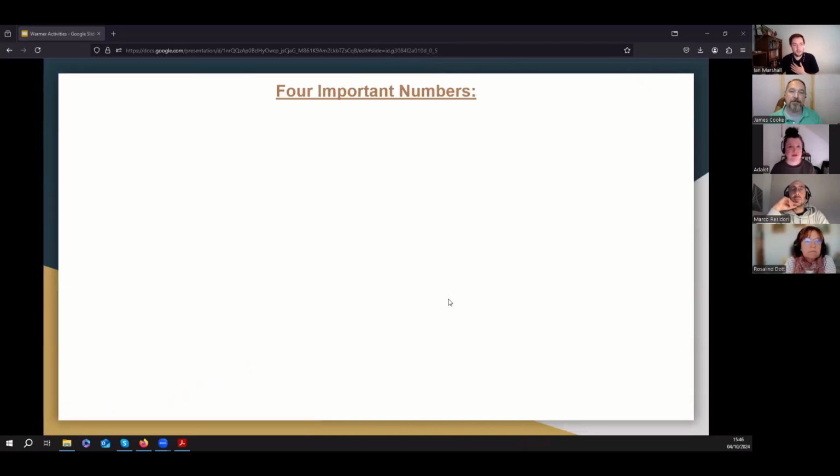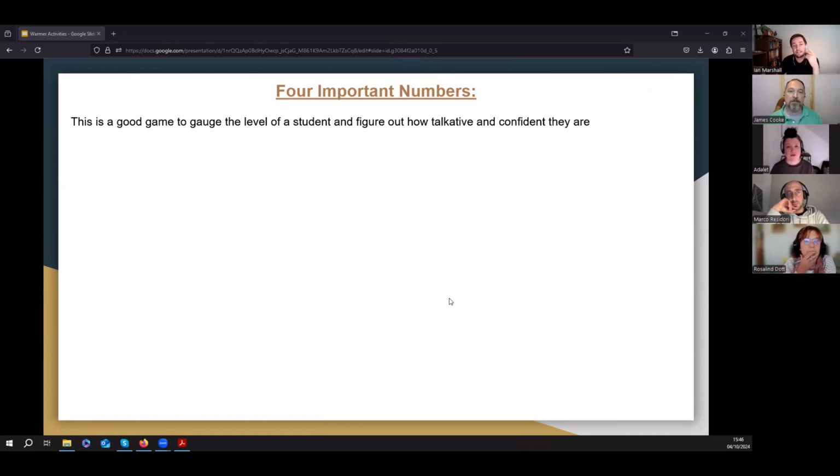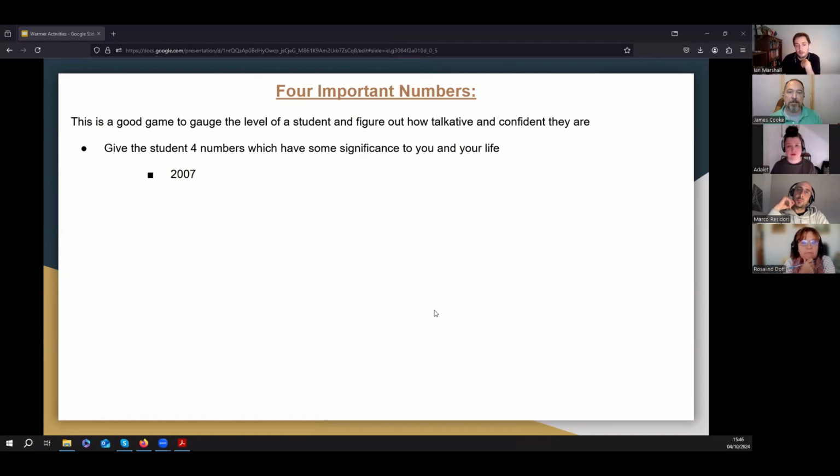Yes. All right. So the first one, I mentioned this last week. The first one I call 4 important numbers. And I think this is a good game to gauge the level of a new student and figure out how talkative and how confident they are. So I give the student 4 numbers, which have some significance to me and my life. And the numbers I usually give them are 2007, 21st of July, 2, and 2016. And then, of course, I ask them to ask me questions and find out about these numbers.